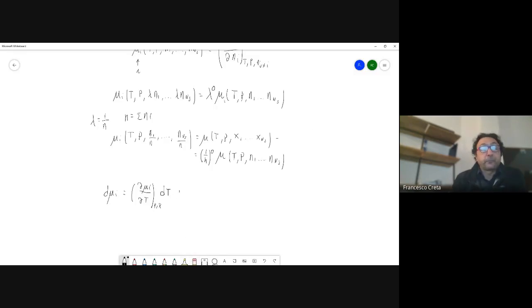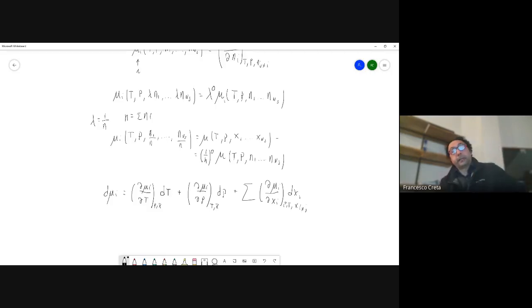Plus this other derivative with the pressure here, so d mu I by dp, where I'm keeping the temperature and the mole fractions constant, times dp. And then the sum of the d mu I by dxi, for these other variables here, times dxi, where I'm keeping now constant the pressure, the temperature, and essentially all of the other mole fractions, with the exception of I.